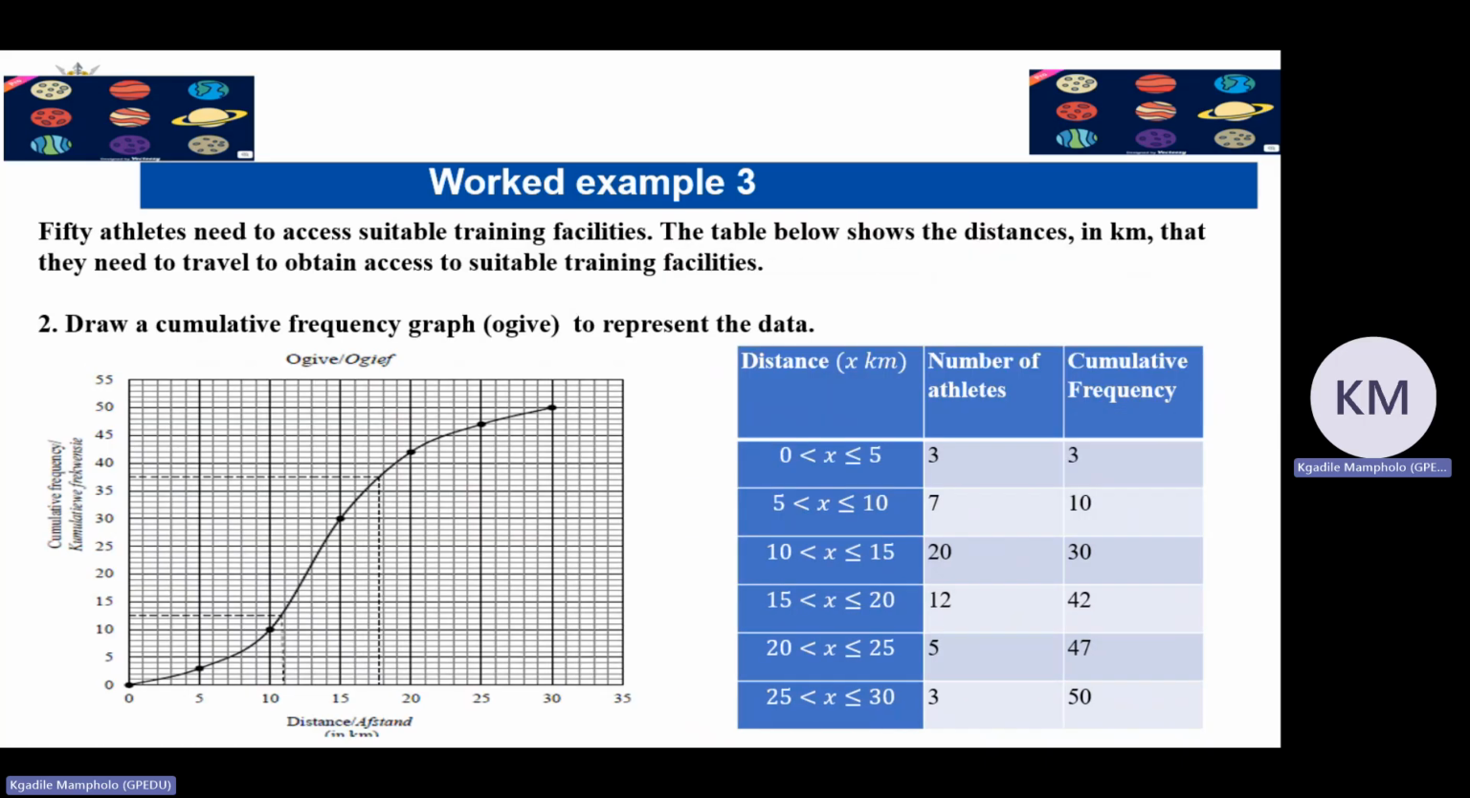Now, you join the points using a pen, so you don't use a ruler. You join the points, then you find the ogive diagram. If your ogive diagram is not an S shape, you must double check. There is something that you have done wrong, because the ogive will always be an S-shaped graph.